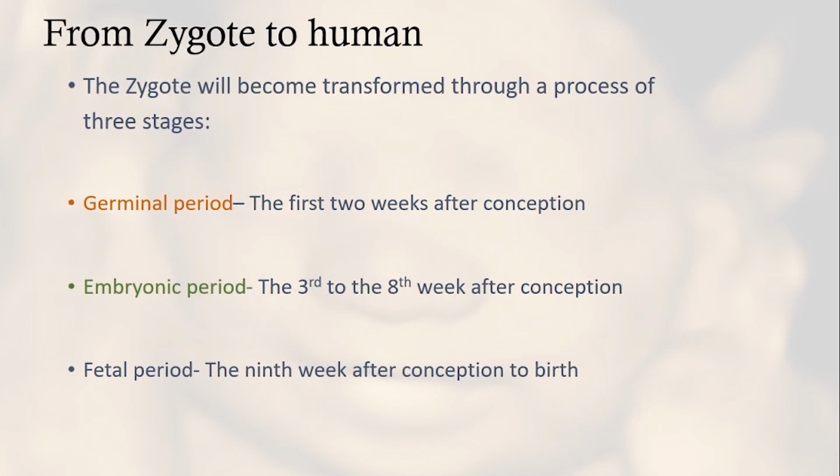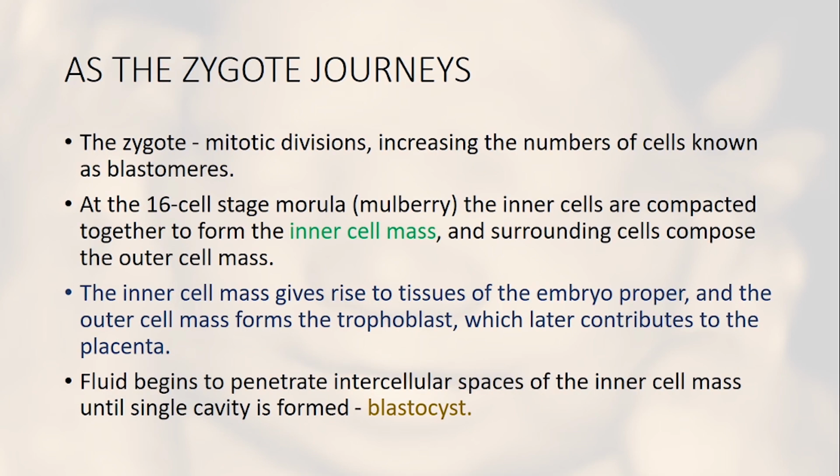So the zygote, which is what becomes transformed into the human fetus, and then the baby that is eventually delivered, undergoes 3 stages. There's a germinal period, that's usually the first 2 weeks after conception, then the embryonic period from the 3rd week to the 8th week, and then the fetal period from the 9th week of conception to birth.